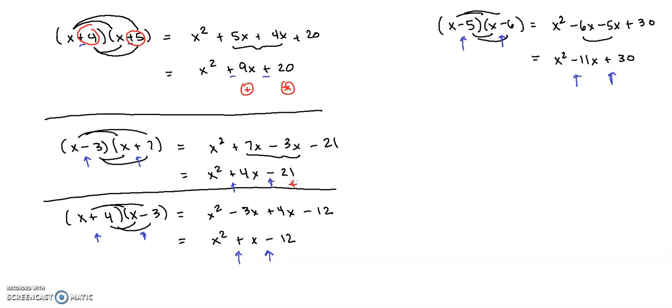All right, so it multiplies to be this number. Negative 3 plus 7 gives us positive 4. It adds to be this number. 4 times negative 3 is negative 12. 4 plus negative 3 is positive 1. Okay, negative 5 times negative 6 is positive 30. Negative 5 plus negative 6 is negative 11. So they always multiply to be the last number and add to be the middle number.